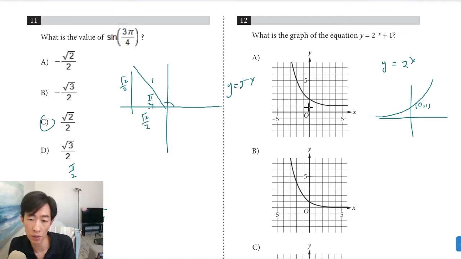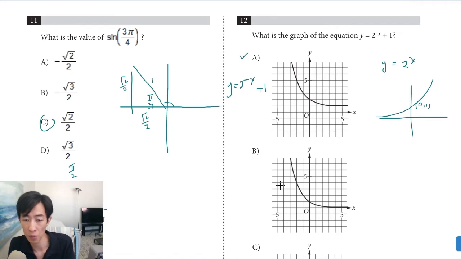But also notice that it doesn't cross the point at 0, 1. It crosses it at 0, 2. So to translate the graph up 2 units, or to translate it up 1 unit, you basically have to add 1. So this is y equals 2 to the negative x plus 1. It looks like the answer right now, so most likely that's going to work.